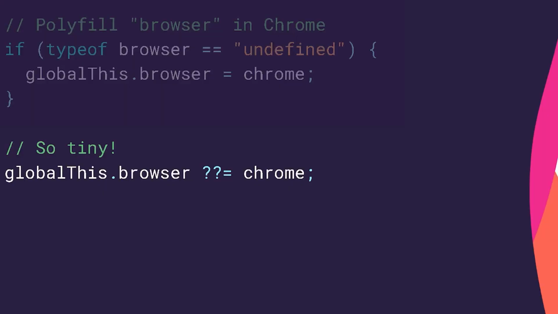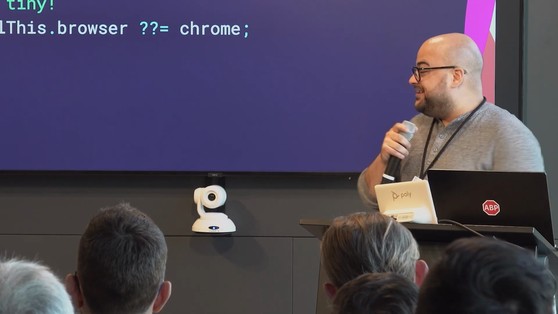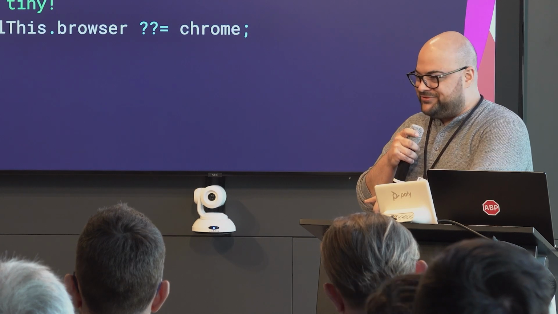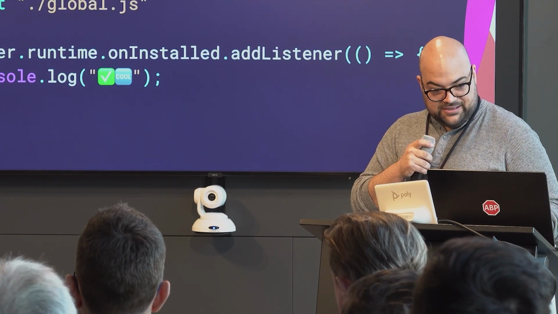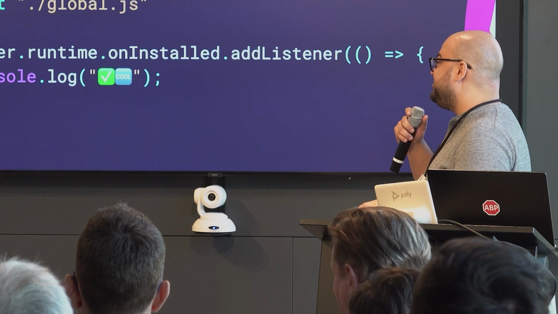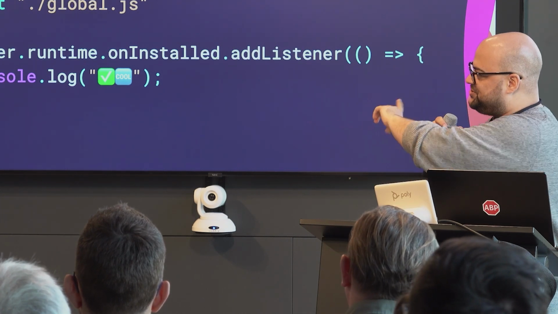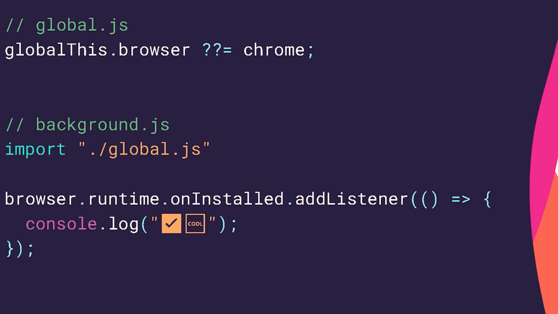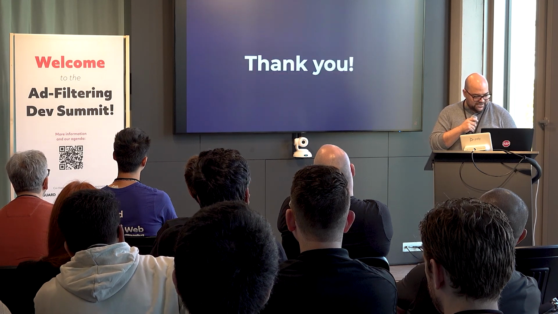And you can make it even tinier by using globalThis.browser nullish coalescing operator equals chrome. So this is fancy and cool. And then if you want to get even fancier, you can have that be alone in its own global JS file, and then just drop import global JS at the top of your files, and it will work consistently everywhere as expected. Very cool. And that's it.